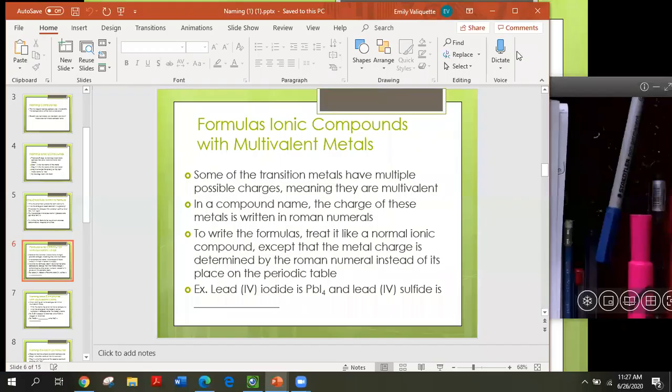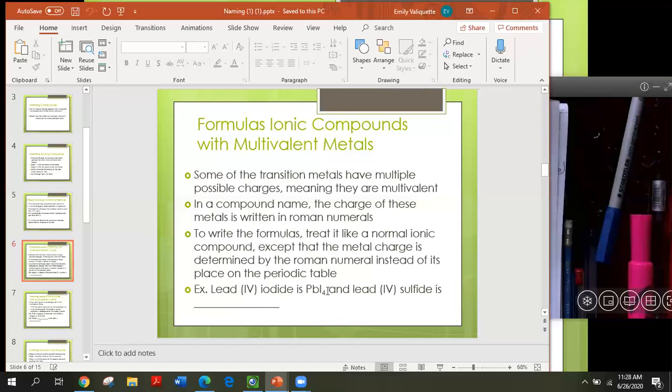Now, things get slightly more complicated when we deal with multivalent metals. Multivalent metals are some of the transition metals that have multiple possible charges. And so if you have a multivalent metal, you do need to include in the name what the charge of that metal is. And we do this by using Roman numerals. So right after the name of the metal, you have to put its charge in Roman numerals.